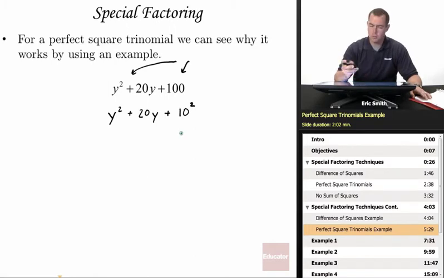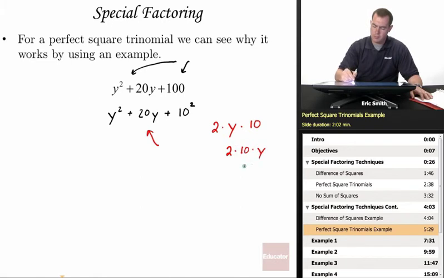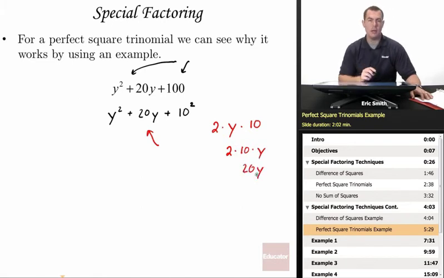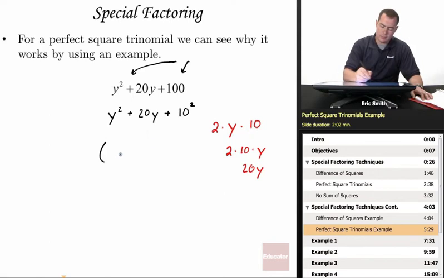I need to check just one more thing. Is my middle term twice the first term multiplied by the last term? So 2 times y times 10. It doesn't take too much work, but if we do multiply these together, maybe rearrange them first, you'll see that we do get a 20y like we're supposed to. So I can use my nice little shortcut formula to go ahead and factor this.